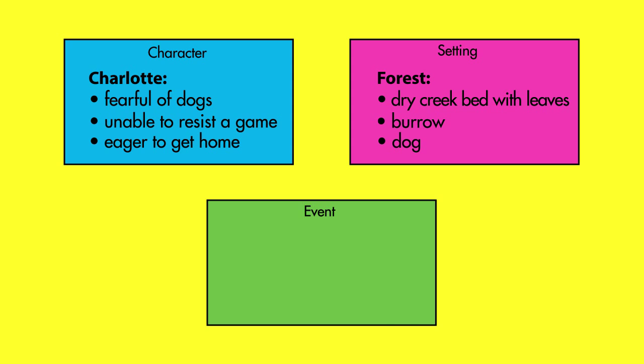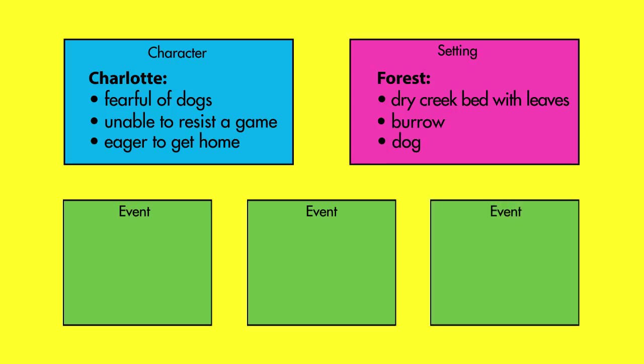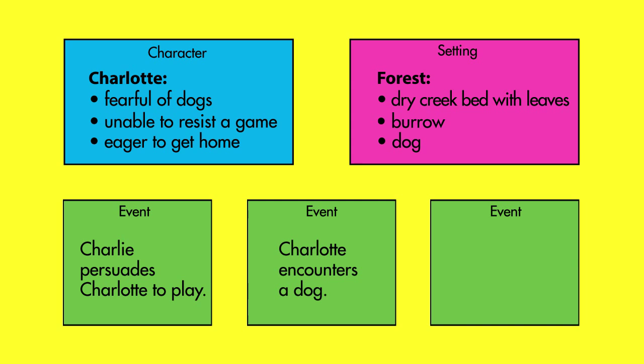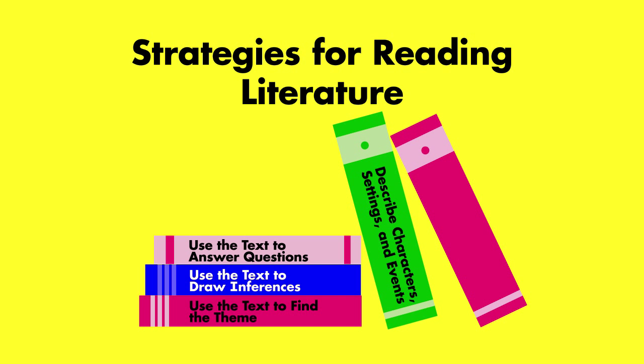At least 3 events are described in the text. First, Charlie persuades Charlotte to play Leaf Dash. Then, Charlotte encounters a dog. Finally, Charlotte dashes home. The final strategy for reading stories is to summarize. Making a summary will help you understand what is most important about a text.